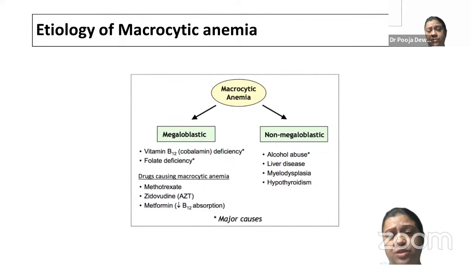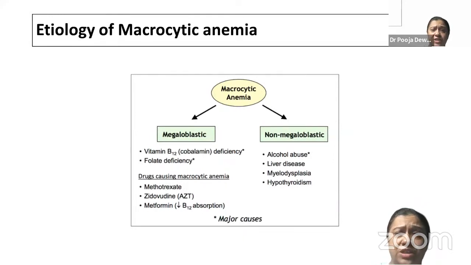So the cells are larger, but there is no disruption in the nucleus per se. Alcohol abuse is not a common cause, is not a cause seen in children, and this is more relevant to adults. Sometimes it has also been noticed that patients with chronic liver disease do have dietary deficiencies and malabsorption.